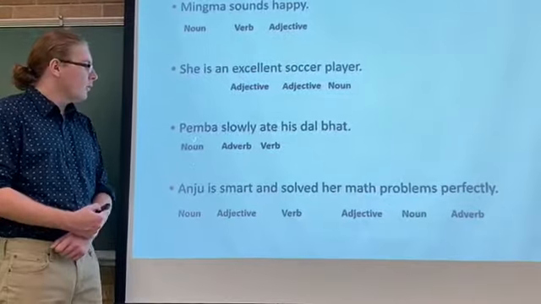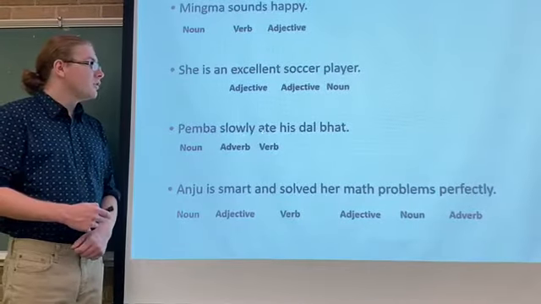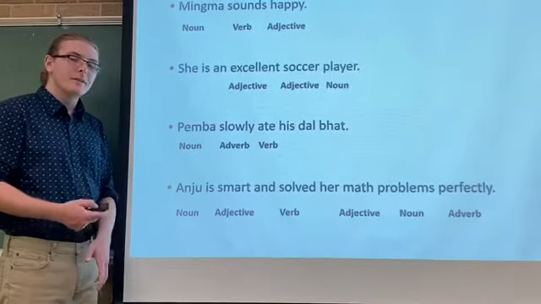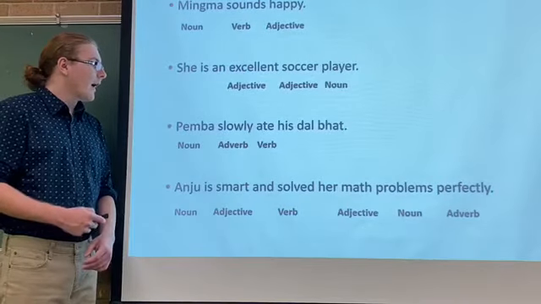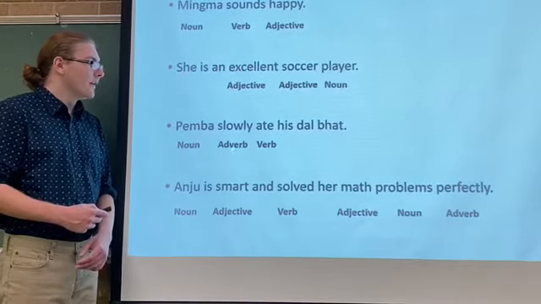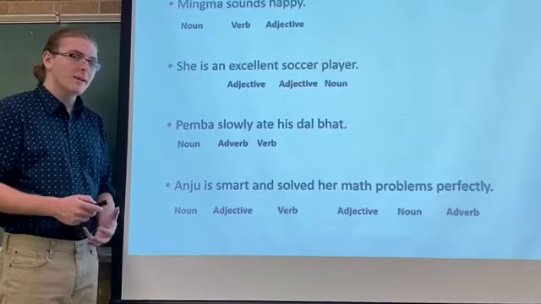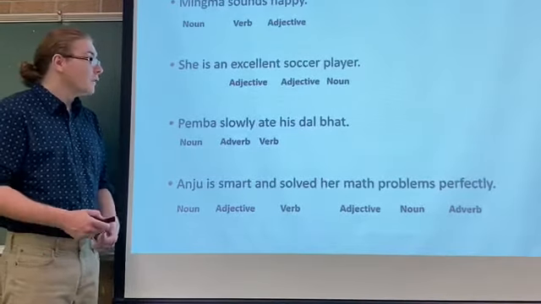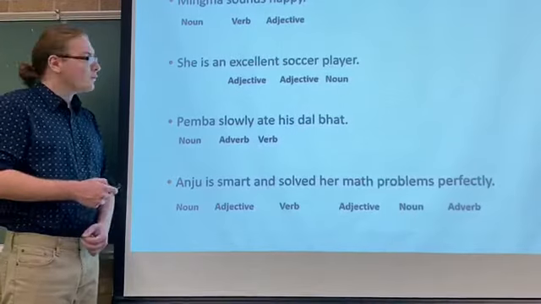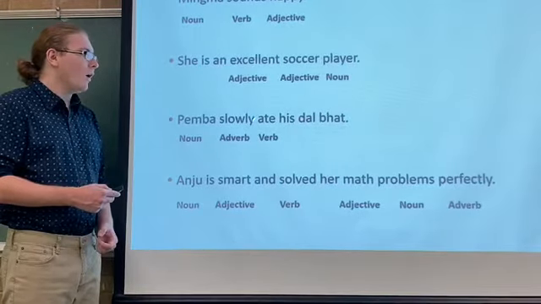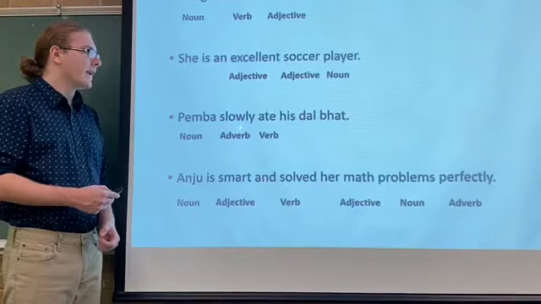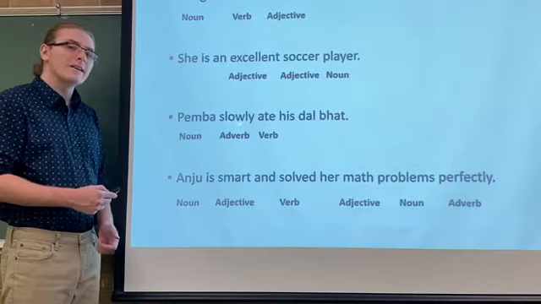Our next example, Pimba slowly ate his dalbot. The noun of the sentence is Pimba. Our adverb is slowly, and our verb is ate. If you remember the earlier slide, we had used slowly before as an example to show the ly ending being added to what would have been an adjective.